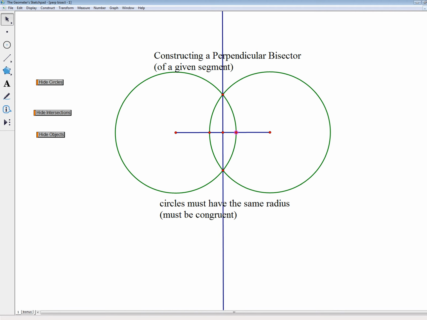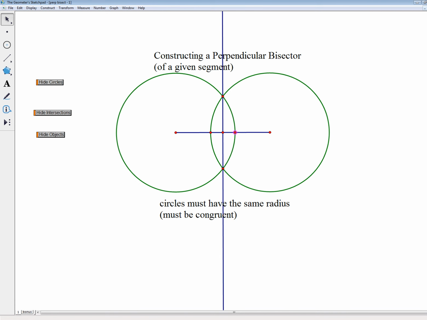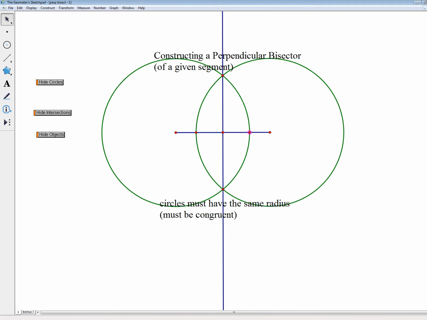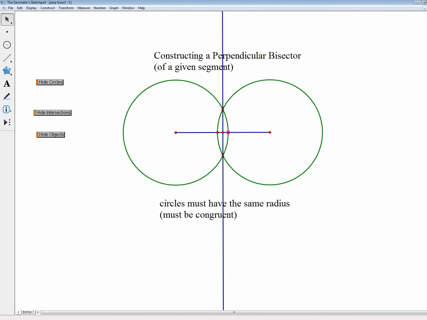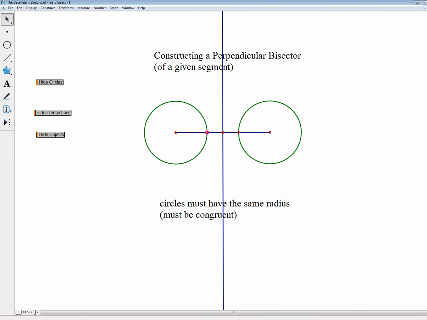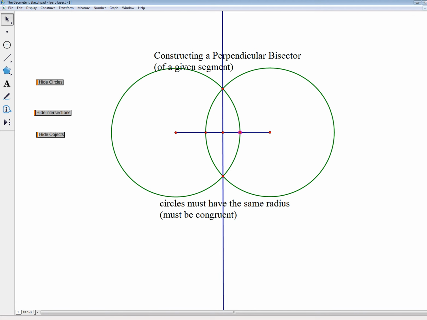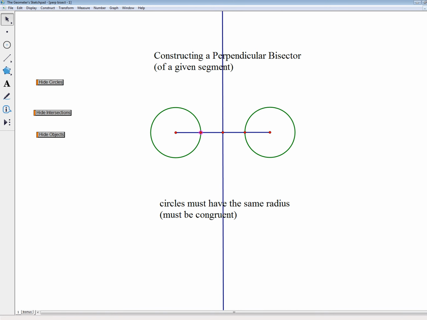And notice that it does not change its location even though I'm changing the size of the circles. But when does it disappear? Never. Okay, it's just the intersections that disappear.